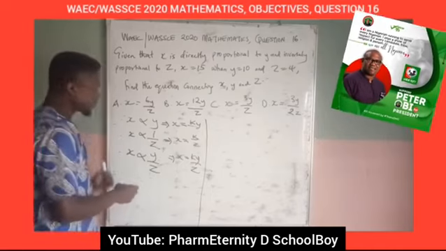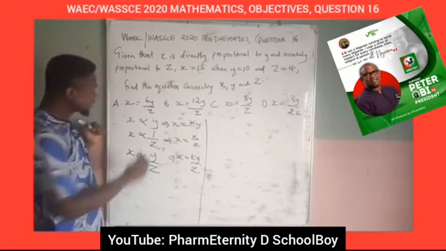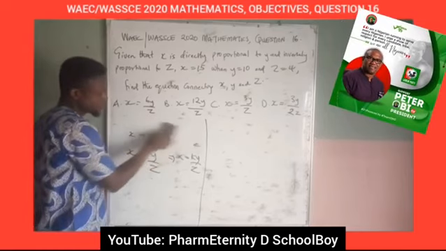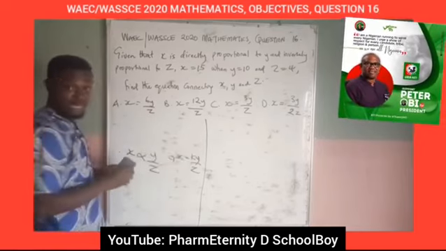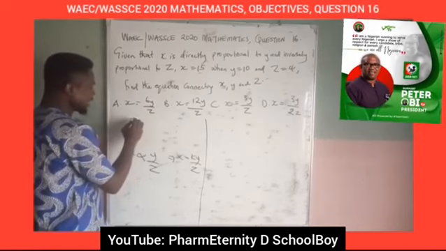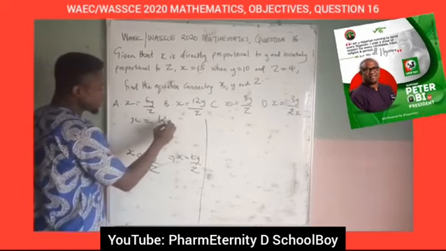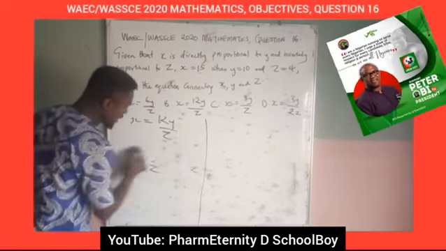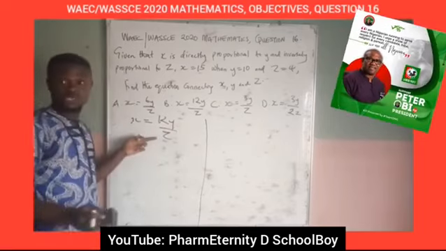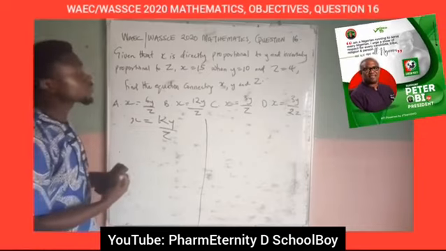That means we have no business with the rest of these, so we are working with this one. That means x is equal to ky over z. I've turned this to an equation already, so let me now clean it and start working with this equation. So now let's go back to the question.